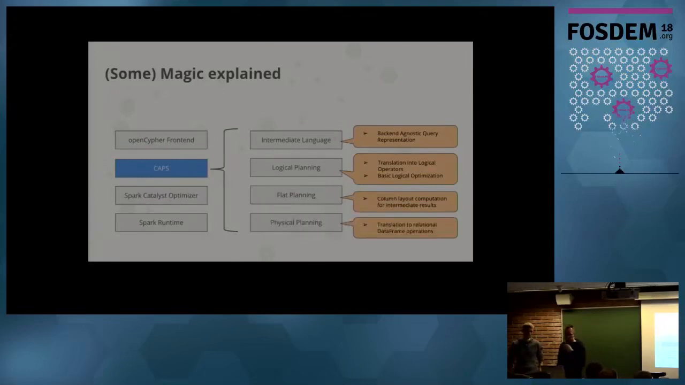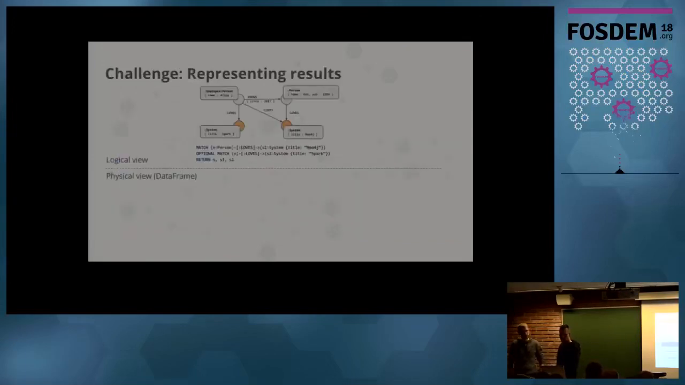And then in the physical planning, this is where we actually translate the graph native operators like expand, var expand, and so on into data frame operations like join, select, distinct, and so on. And then, of course, like I said before, this is handed over to the Spark engine again, is being optimized by the Catalyst optimizer and executed by the runtime.